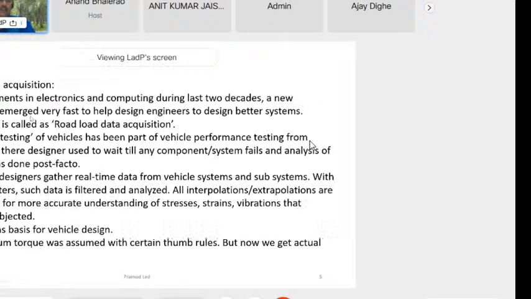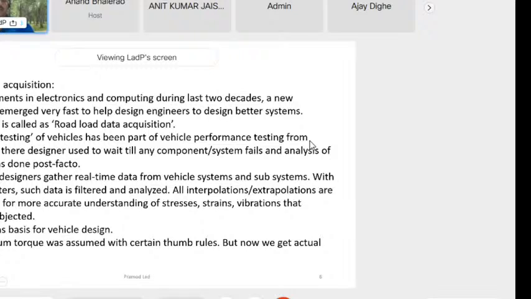So let's get familiar with this new technique. As we know, in the classical way of product design, we always consider some maximum force or maximum stress levels, and based on that all the products are designed. But with improvement in technology, electronics and sensor technology, and their obvious use in all other fields, automobile is one of the areas where it is again very aggressively used.